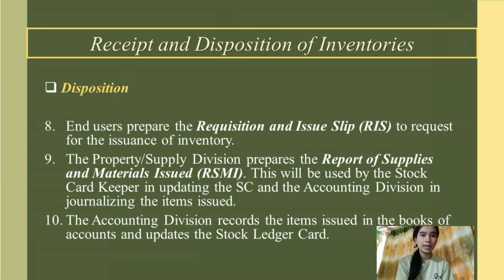So the next phase will be the disposition, wherein the end users will now use the purchased items, and the first thing they need to do is to prepare the requisition and issue slip, which shall be approved by the head of the requesting individual and forwarded to the Property Supply Division, who will prepare the report of supplies and materials issued. So the report of supplies and materials issued, or the RSMI, will be used by the stock card keeper in updating the stock card and the Accounting Division in journalizing the items issued.